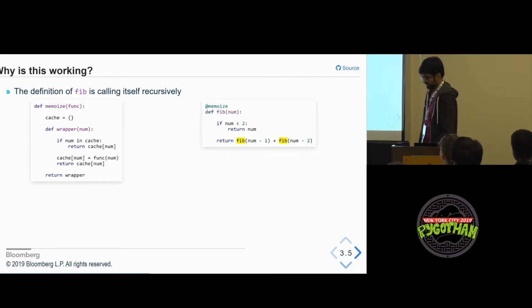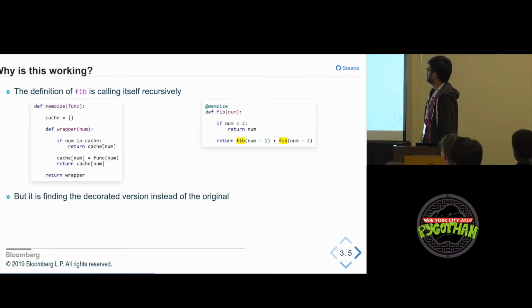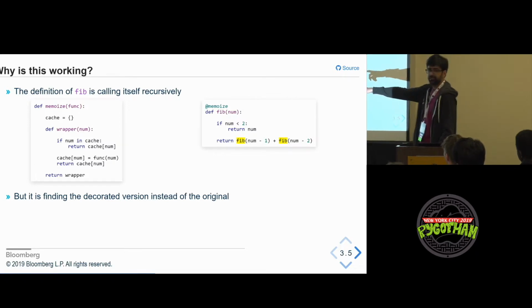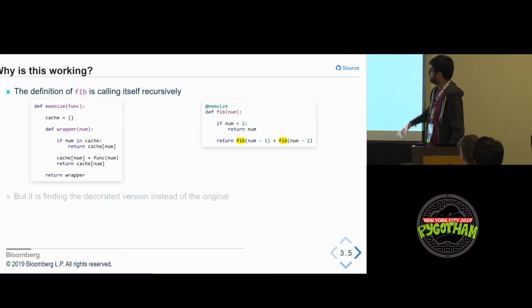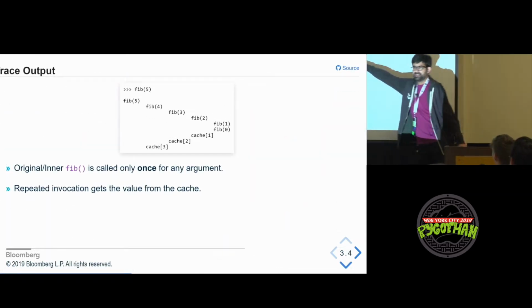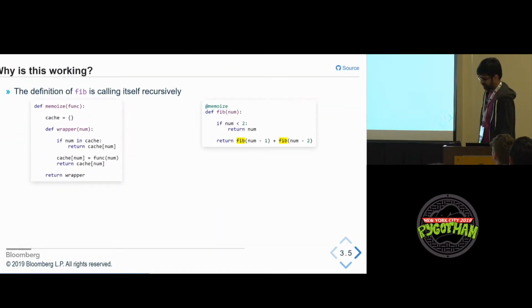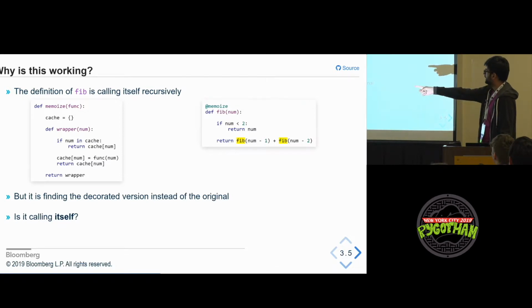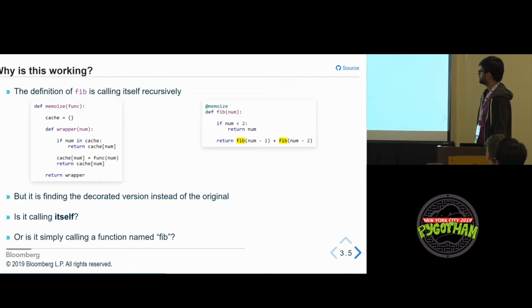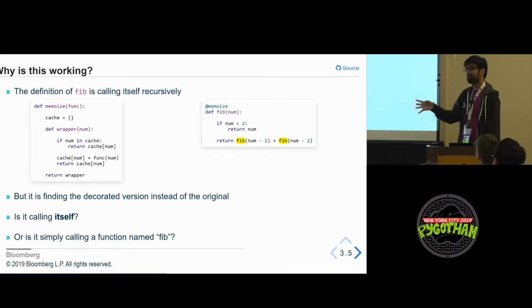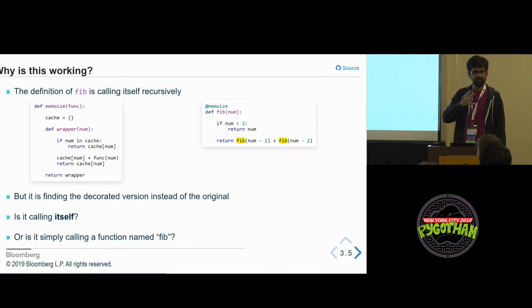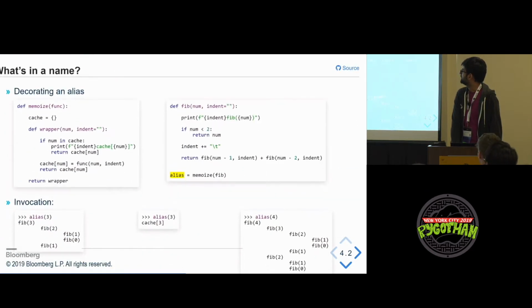That's what happens. So, what exactly is going on? Clearly, it is finding the decorated version instead of the original one. That's, well, right here, where did it go? Clearly, it's hitting the cache perfectly. It's working. It's a perfect example of decorators. But why? And then again, is it calling itself, or is it simply calling a function named fib? I'm giving you the answer already for why it's working, but we'll dig a little deeper. So let's take it apart.